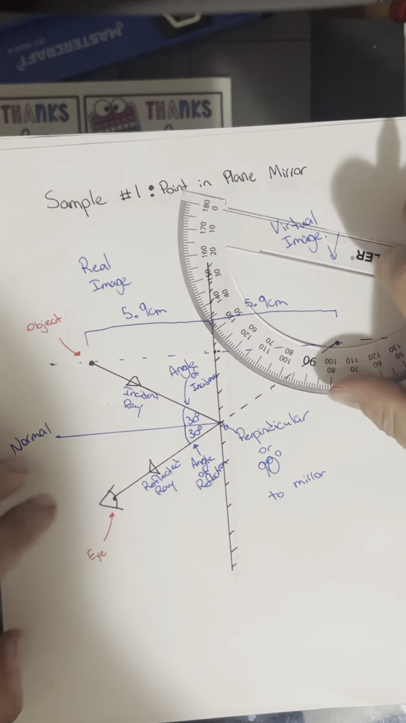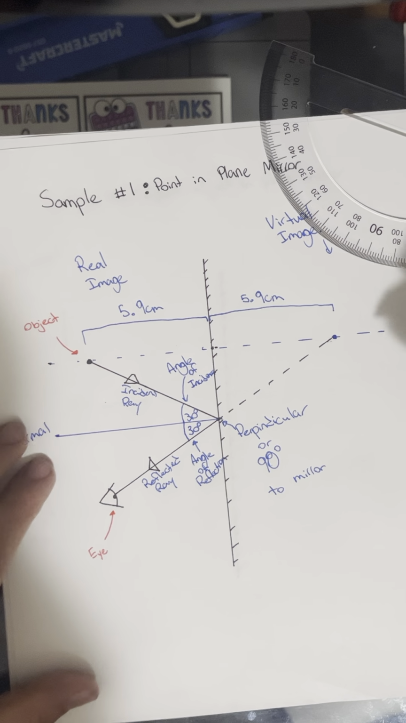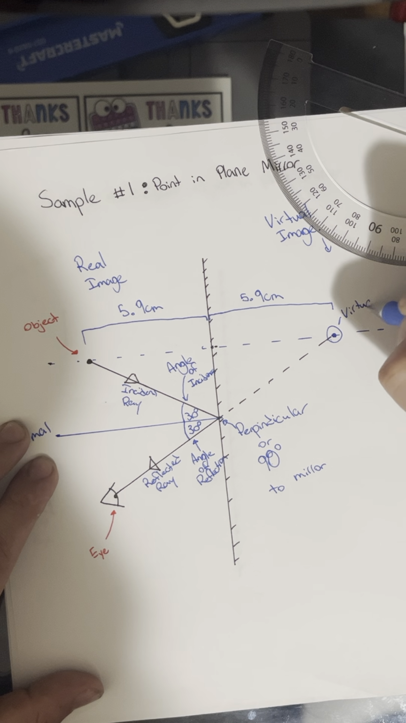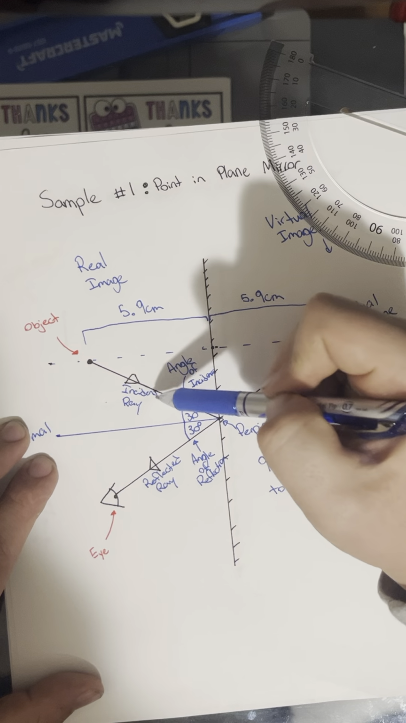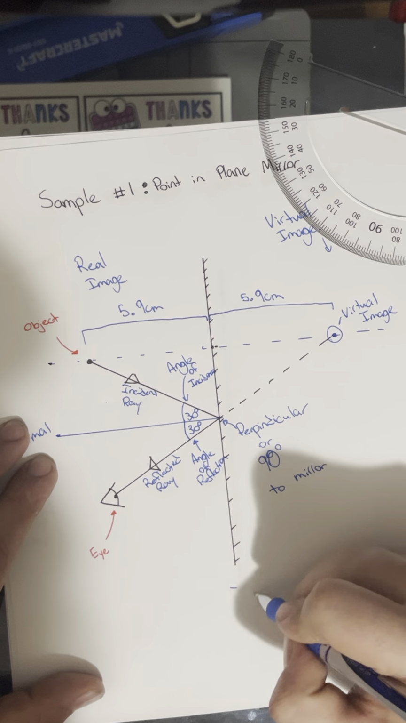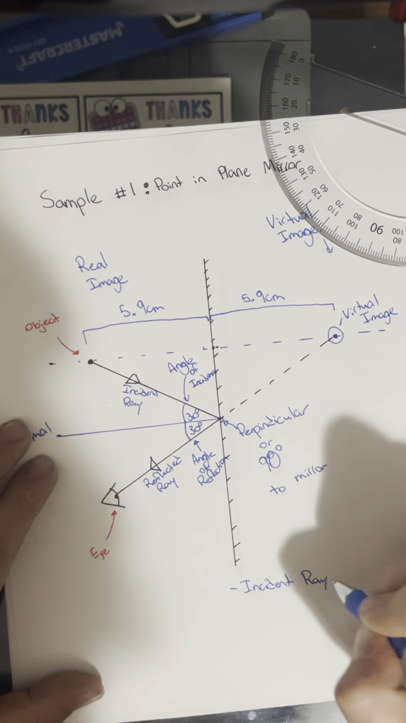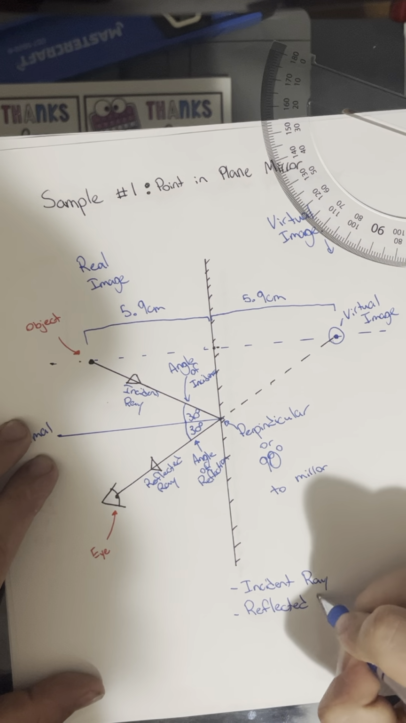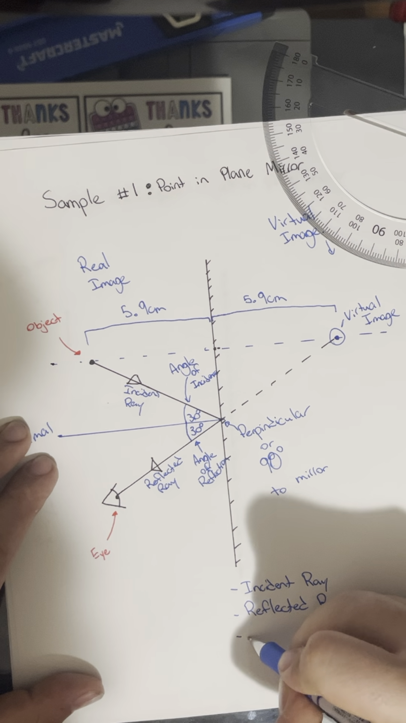So really, when we are completing these types of questions, there are a few things that we are looking for. Understanding that this is a virtual image, and drawing out my incident ray and my reflected ray. So I'm just going to write these down here kind of in a little checklist. Incident ray, reflected ray. Then we also want to make sure that we include our angle of incidence.